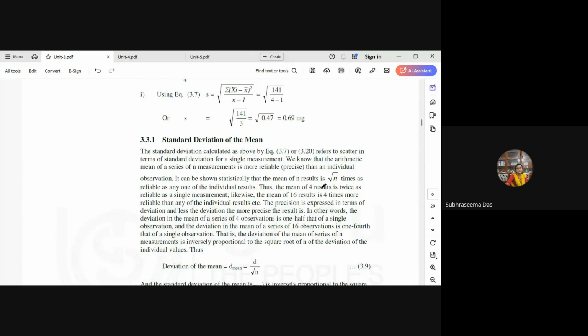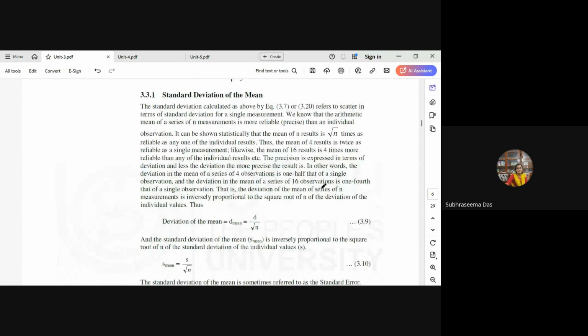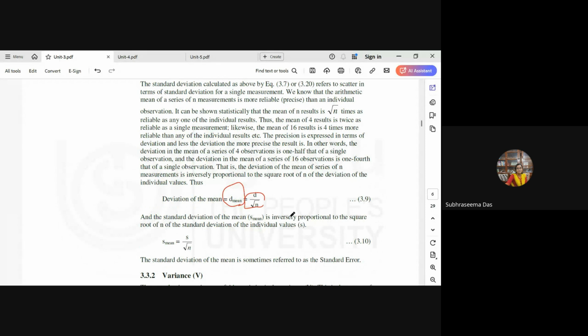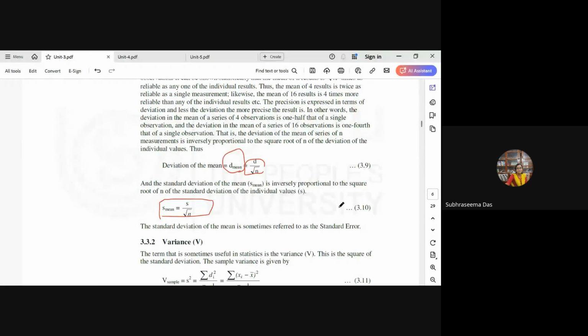Then coming to the standard deviation of the mean. Here the standard deviation of the mean is usually denoted as d mean, and it is given by d upon root over n, where n is the number of observations. So the standard deviation of the mean, that is s mean, is given as s upon root over n. Here it is shown in equation 3.10.